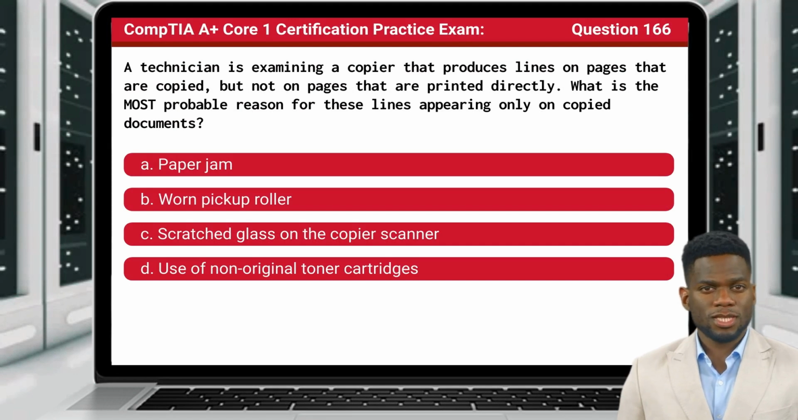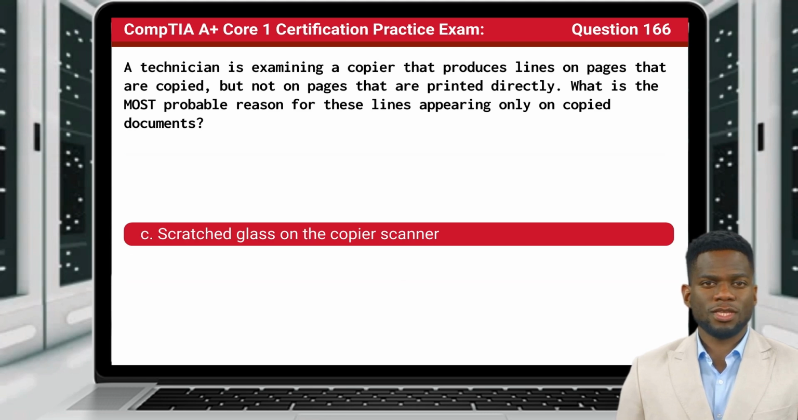Question 166. A technician is examining a copier that produces lines on pages that are copied, but not on pages that are printed directly. What is the most probable reason for these lines appearing only on copied documents? The answer is C. Scratched glass on the copier scanner.